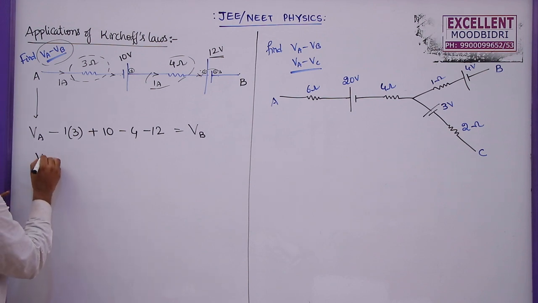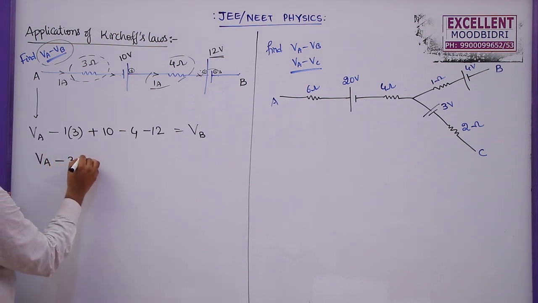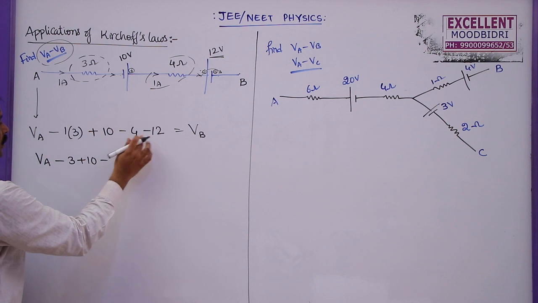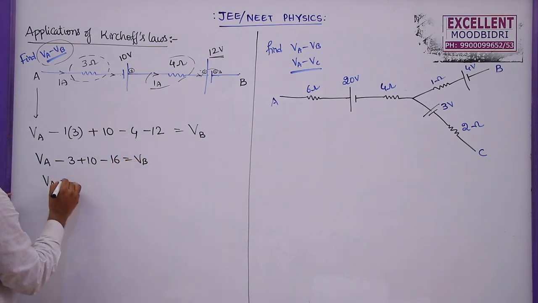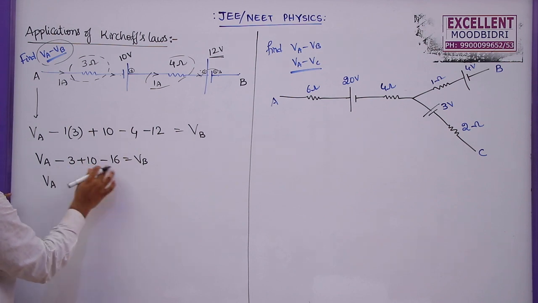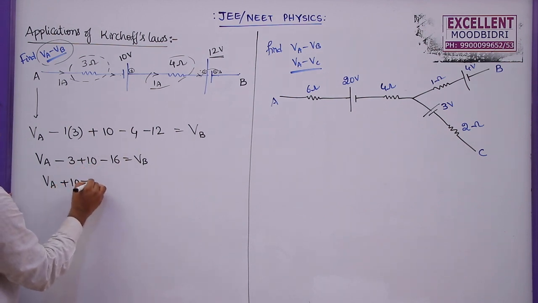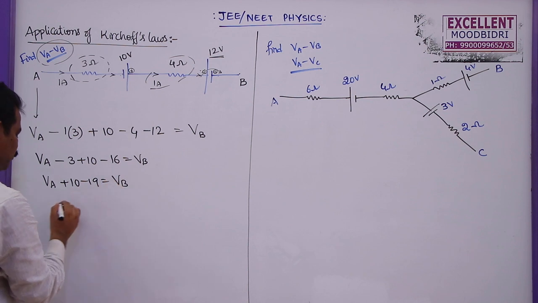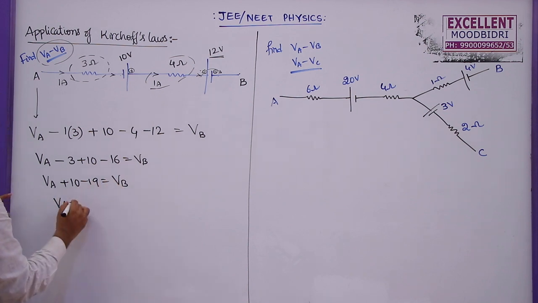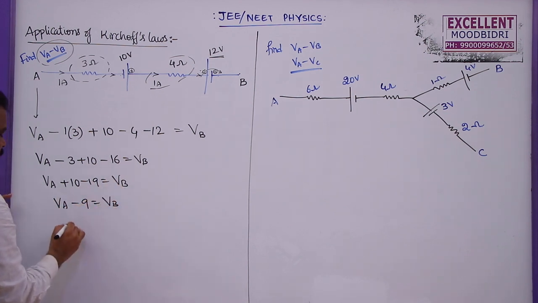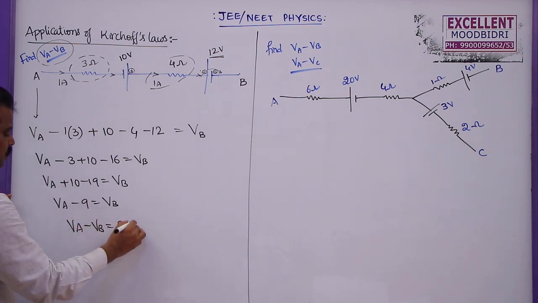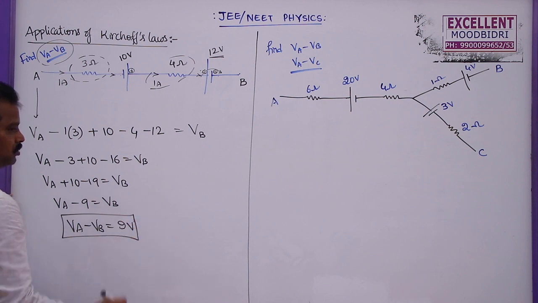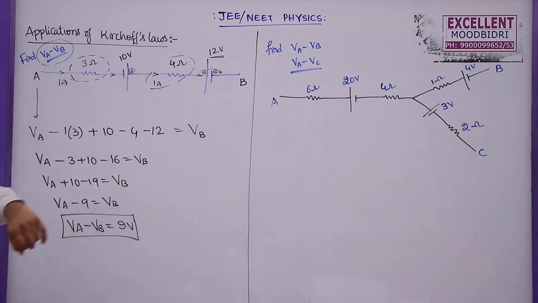Now we can simplify this equation. VA minus 3 plus 10 minus 4, this is minus 16 is equal to VB. VA minus 3 minus 19 plus 10 minus 19 is equal to VB. VA, this is minus 9 is equal to VB. VA, if you bring this one this side, minus VB is equal to 9 volts. So this is the potential difference between A and B.